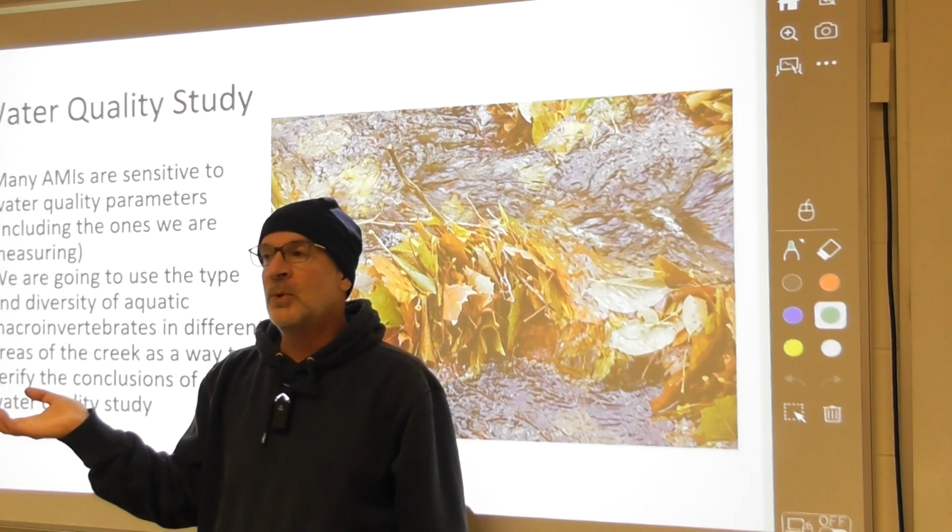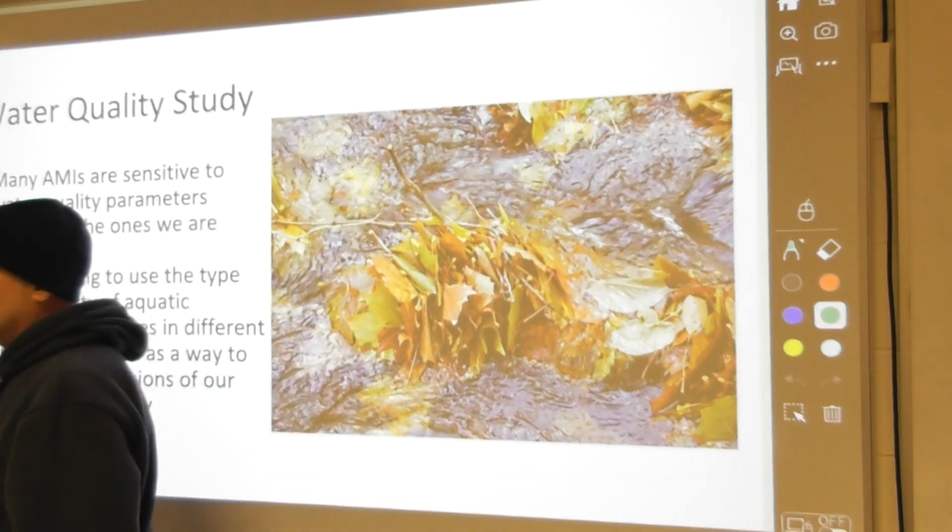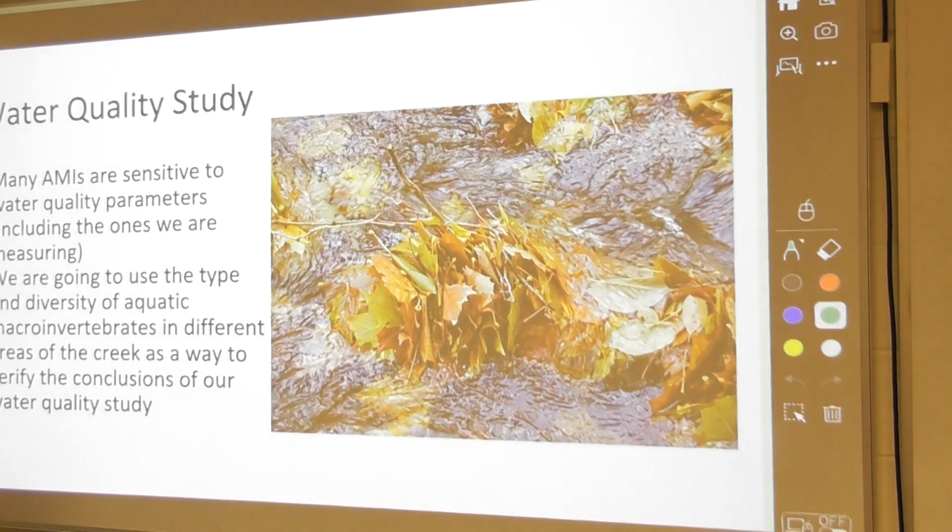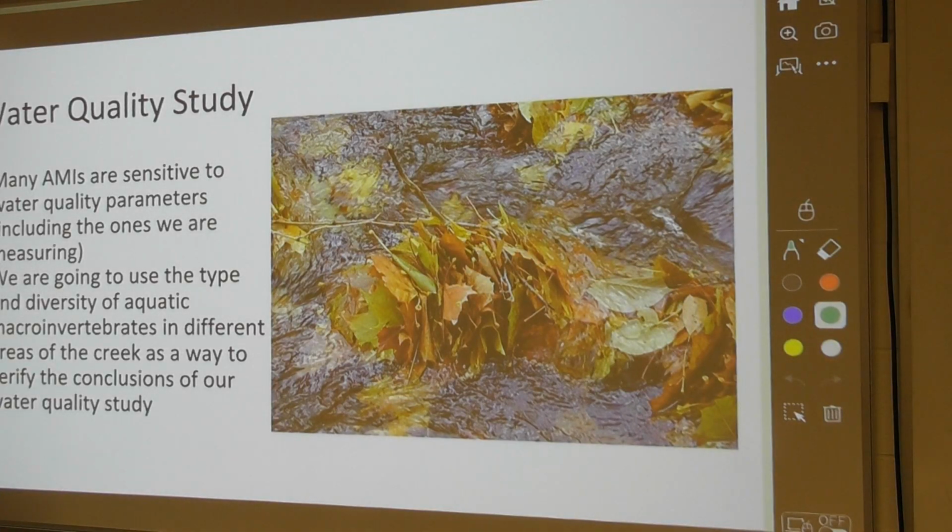So what we're going to be doing over the next couple of weeks is making measurements of water quality parameters. We'll do it pretty much every day, starting on Tuesday, not Monday. We've got something else going on Monday, but starting Tuesday, we're going to make some water quality parameter measurements so that we have just a rough idea of how different spots in the creek compare.